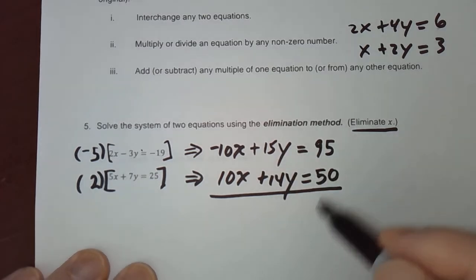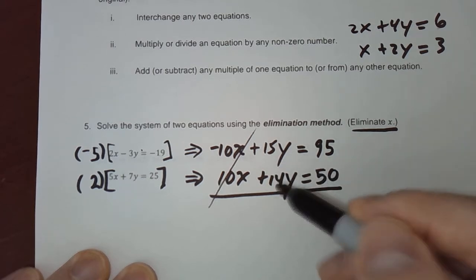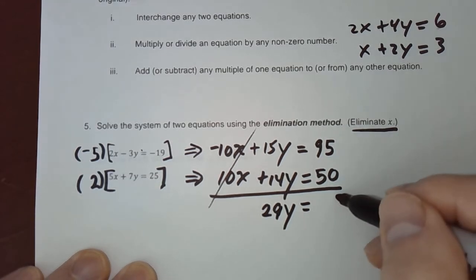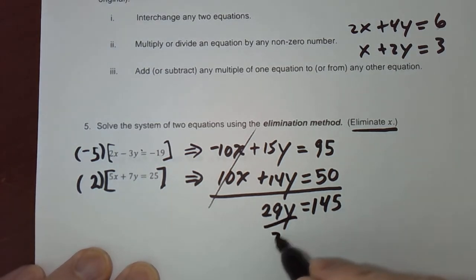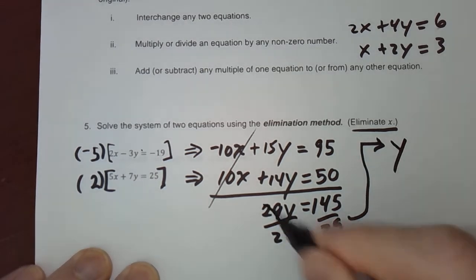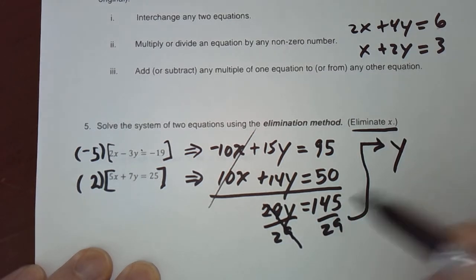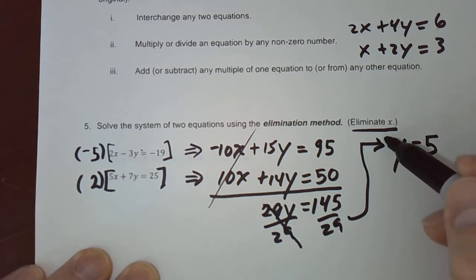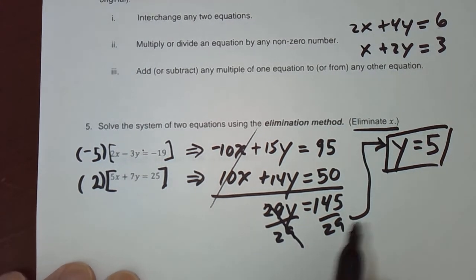Okay, so when we add these two equations, that cancels out. So we'll get 14 and 15y, that would be 29y, equals 95 and 50 would be 145. Dividing both sides by 29, the 29's cancel, leaving us y equals, and 29 times 5 is equal to 145. So 145 over 29 is 5.